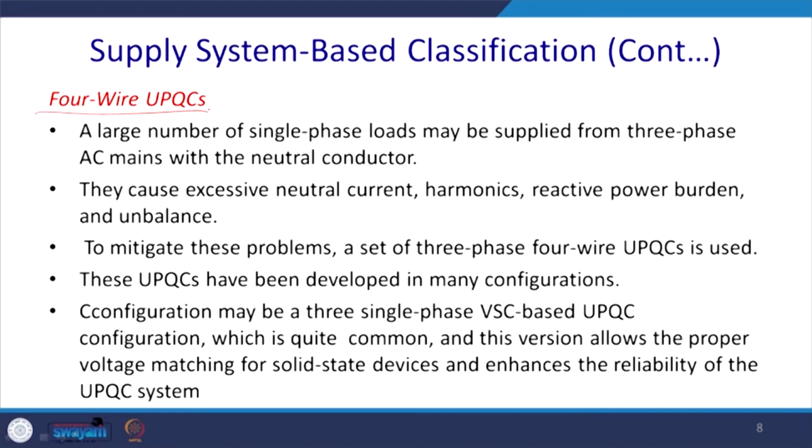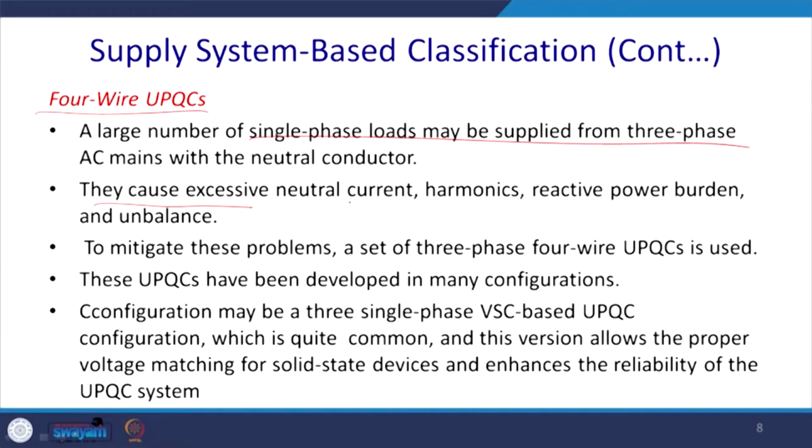So, what happens is that a large number of single-phase loads may be supplied by the 3-phase main with the neutral conductor, and all may be polluting. Maybe you have an inductive load, maybe you have adjustable speed drives, many adjustable speed drives, and you also have a problem of unbalanced current, that is the neutral current. The cause of excessive neutral current, that is what I am saying. Harmonics may be a source of harmonic reactive power burden as well as unbalanced current.